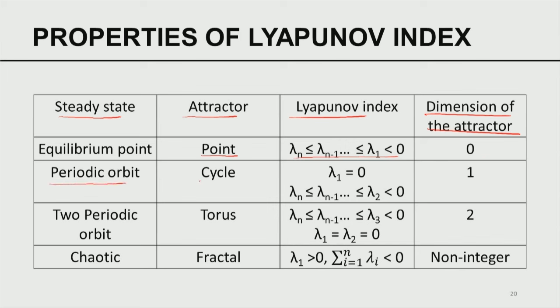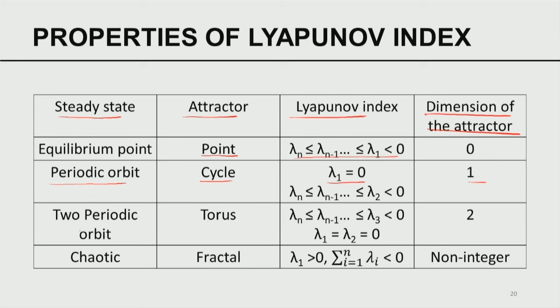For a periodic orbit, it is a cycle. One Lyapunov index is 0, the rest of them are negative. The dimension of the attractor is 1. I know I have not talked about the dimension of the attractor much more elaborately, but I wanted to provide you a quick summary of the notion of predictability and some of the models for which the predictability can be answered. So what does it mean? If a system exhibits an equilibrium, predictability is complete. If a system exhibits a periodic orbit, the predictability is complete. I don't have to worry about predictability. I can predict for all time.